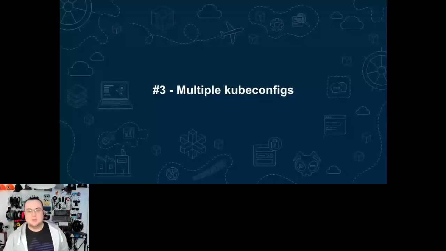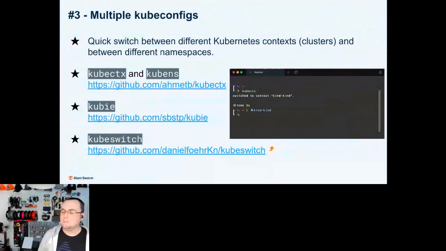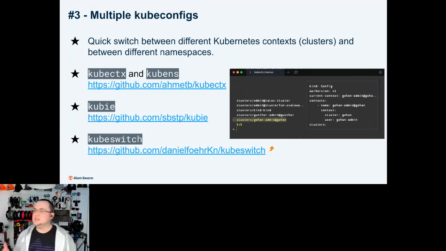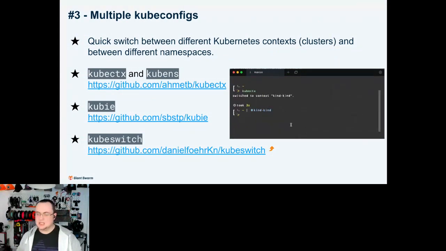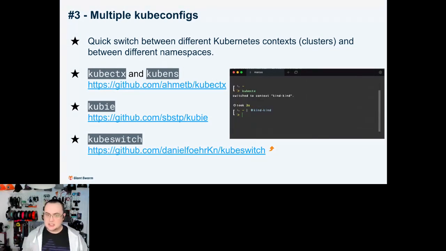Tip number three, working with multiple kubeconfigs. So at some point, it's more than likely that you're going to have more than one Kubernetes cluster that you work with. If you're an app developer, this may be multiple environments. So it may be dev, production, staging, a local kind cluster, whatever that may be. And if you're more of a platform engineering team, it may be tens to hundreds of different clusters that you're working with. Switching between the different clusters is fairly easy with kubectl, but it's prone to mistakes.